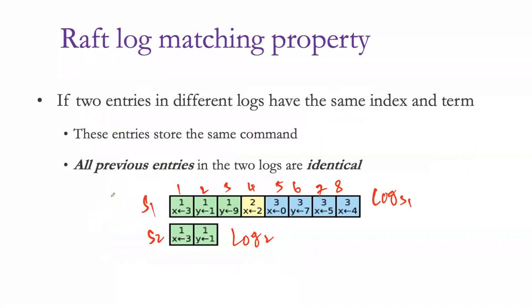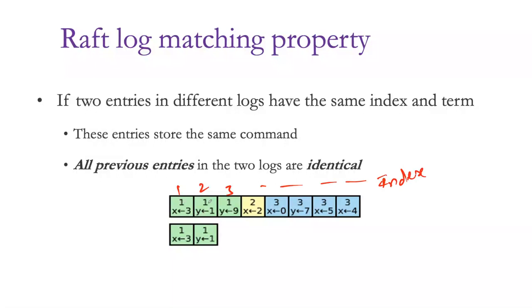In that case, how is it going to be updated? The entries stored with the same command will remain the same, and for all the remaining entries we find out who is the leader at that particular time. If server 1 is the leader and there are new commands inside its log entry, they will be appended here. So it says if two entries in different logs have the same index and term, these entries store the same command. That means x is equal to 3 and y is equal to 1 here, and here is also x is equal to 3 and y is equal to 1. That means if index and term match, then they have the same command. So the first one is 1, 2, 3. It shows your index.